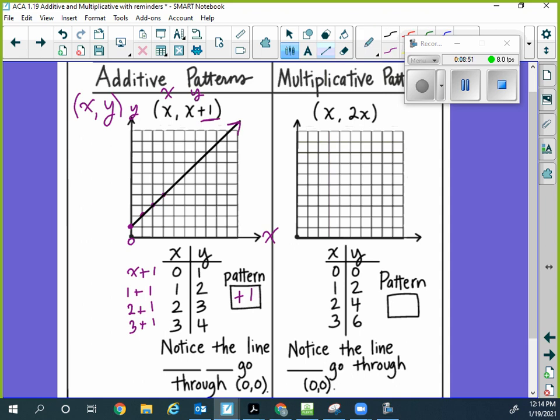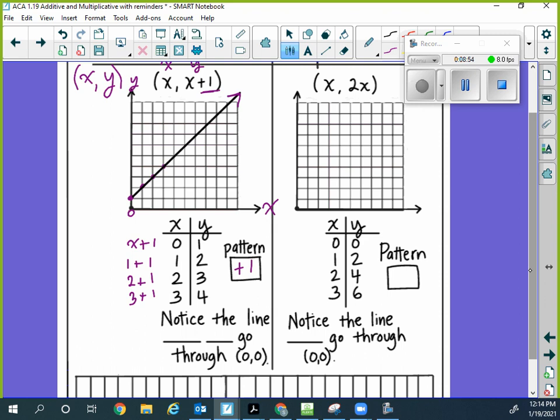Okay? And now at the bottom it says, notice the line blank blank go through 0, 0. Is it going through 0, 0? No. So it does not go through 0, 0. On an additive relationship, it's not going through 0, 0. You guys see that? That's going to be important. Hope you're paying attention. Okay, let's look at the next one.